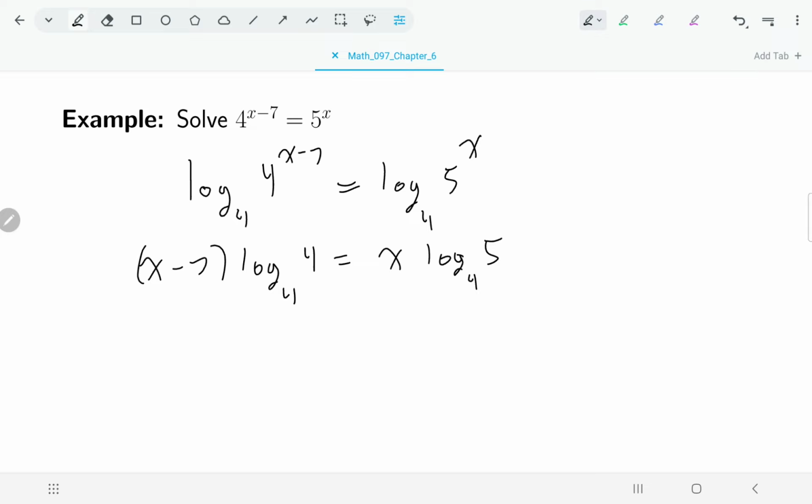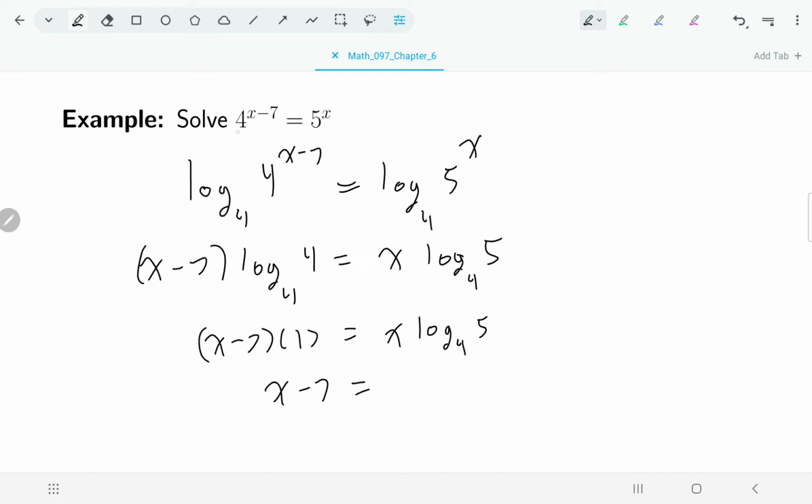And one thing that we'll have, which is kind of a nice thing, log base 4 of 4, that's just a number. 4 to what power gives us 4? The answer is the power is 1. So really the left side is x minus 7 times 1. Or in other words, the left side is really just x minus 7.